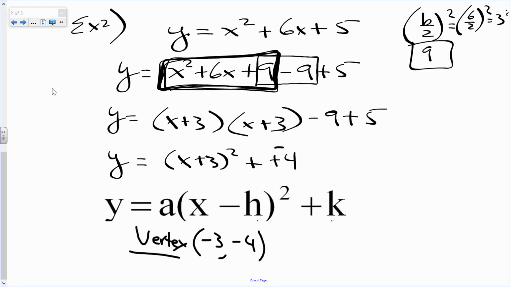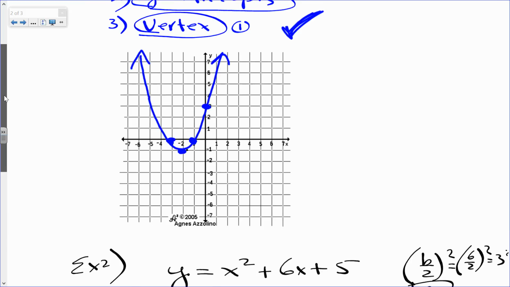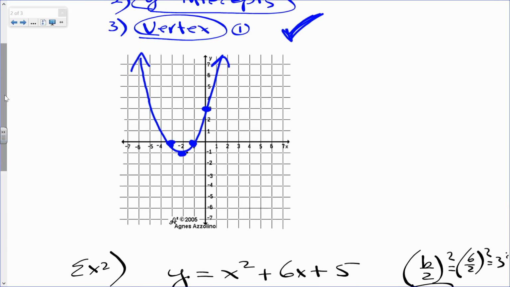Let's plot negative 3, negative 4. I'm going to plot mine on the same one. Negative 3, negative 4 is right here. I'll put it in red. Plot that with me. You can do it on a separate one or on the same one. It's up to you. Your notes. You don't turn in your notes to me. Negative 3, negative 4. You got it?